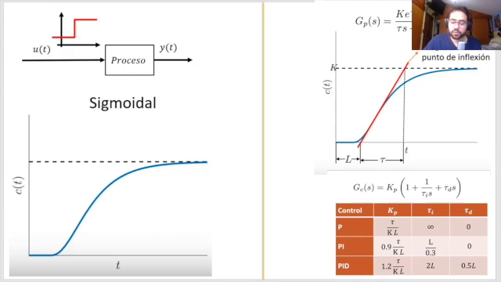Hi everyone, I'm Fernando and I'm talking about the tuning of PID controllers with the Ziegler-Nichols method. Well, first, we can only use the Ziegler method, the graph method, where we have a response of sigmoidal shape. If there is another type of response, we can't use this method.